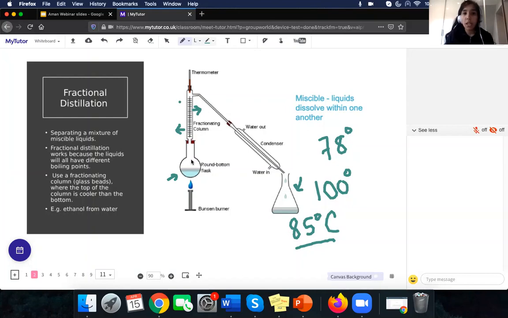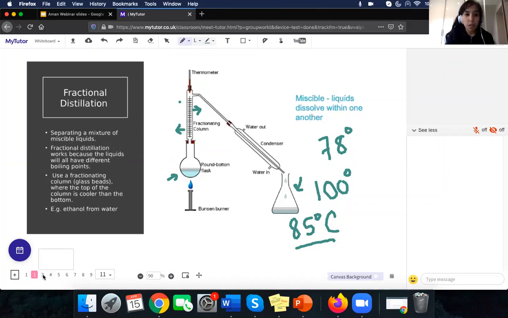Someone's asking, would you keep repeating the experiment until you have the purest sample possible? You can do, but eventually if your temperature rises too high, then you'll start getting water in this beaker, and we don't want that. So usually you keep it at one temperature and you keep going until you feel that all the ethanol has basically been separated from the water.